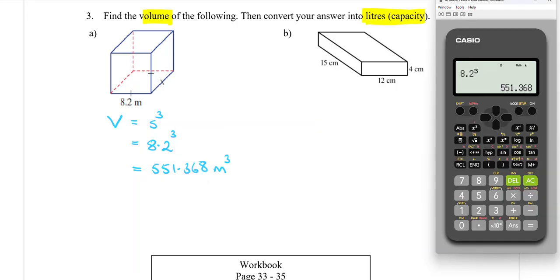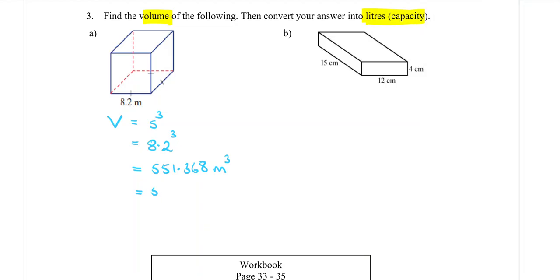Now we want to change our meters cubed into a capacity unit. So meters cubed are exactly the same thing as kiloliters. So I'm going to rewrite that. 551.368. That's the same as kiloliters. So it's now capacity, but I want the capacity in liters. To turn kiloliters into liters, you times by 1000, which will give an answer of 551,368 liters.